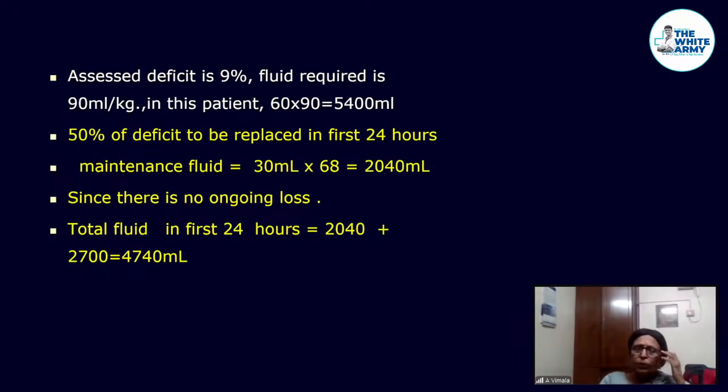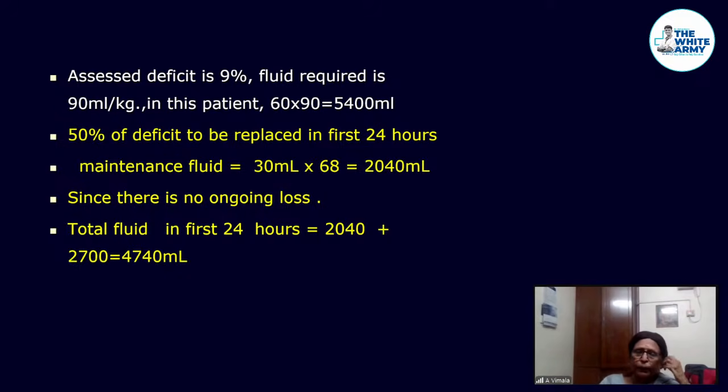So this patient has got a deficit of 9%. Fluid required is 90 ml per kg. So the volume comes to 5,400 ml. We should always remember that total correction is not required. Only 50% of the deficit is to be corrected. So 5,400, 50% is 2,700.